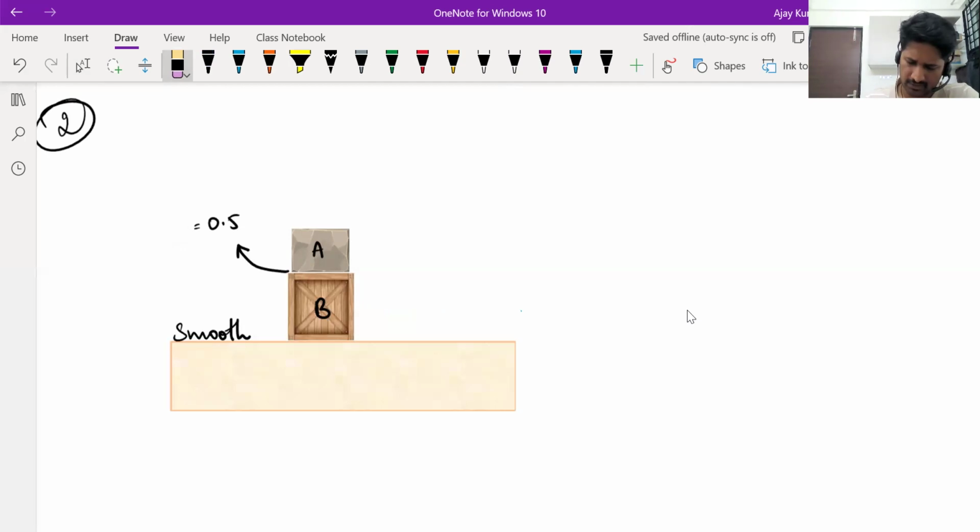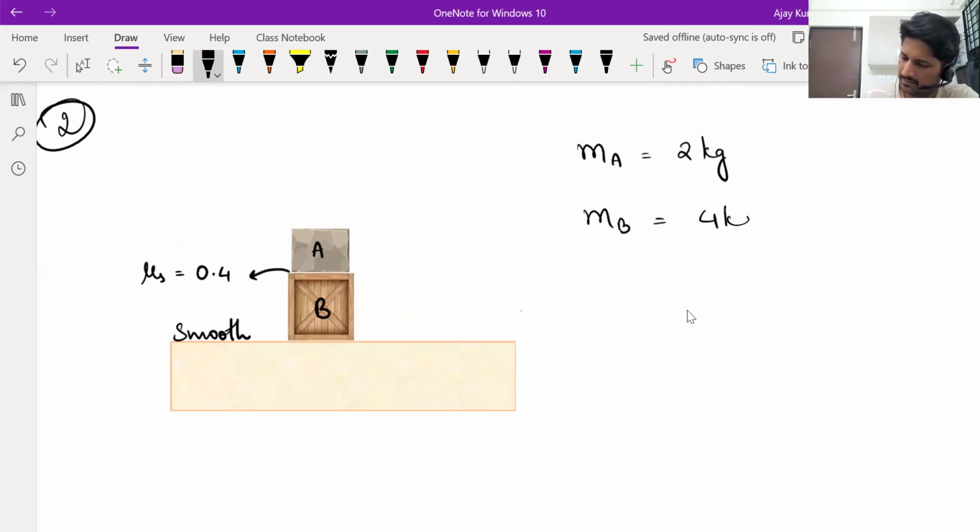Lower surface, ground is smooth itself. And the coefficient of friction between the blocks, mu s, let's take, okay, 0.4. Mass of A is 2 kg. Mass of B, let's say, is 4 kg. A force is acting on B like this. Let's say 5 Newton itself.